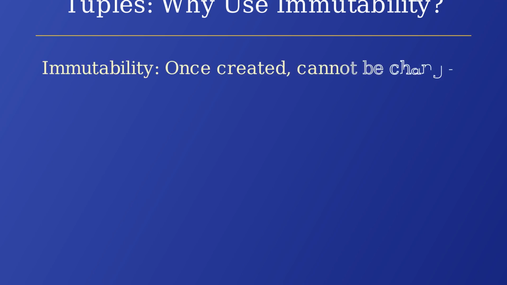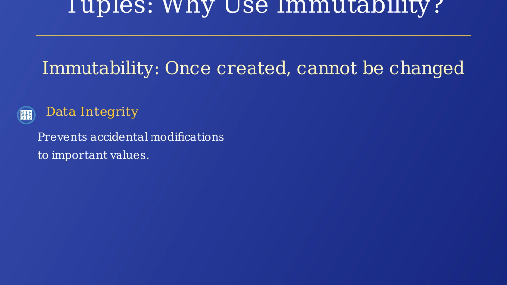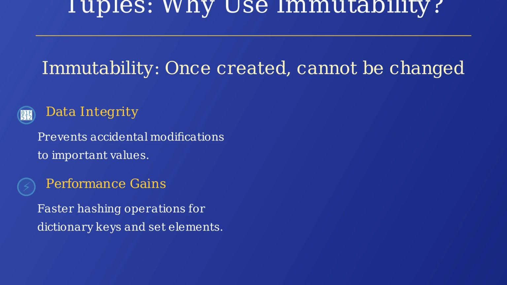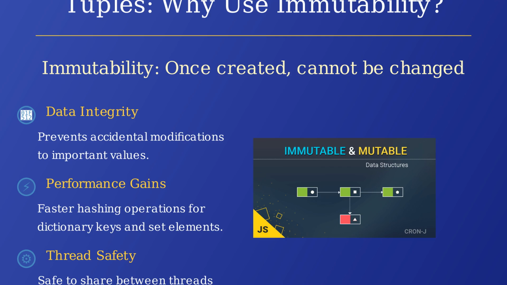Tuples are immutable data structures in Python, which means they cannot be changed after creation. This immutability offers several important advantages. First, it ensures data integrity by preventing accidental modifications to your data. Second, immutability leads to performance improvements in certain scenarios, particularly for operations that involve hashing, like when tuples are used as dictionary keys. And third, immutable objects are thread-safe by nature, making them ideal for concurrent programming without needing locks or other synchronization mechanisms.